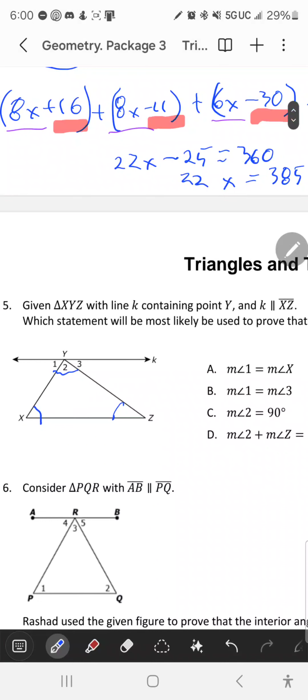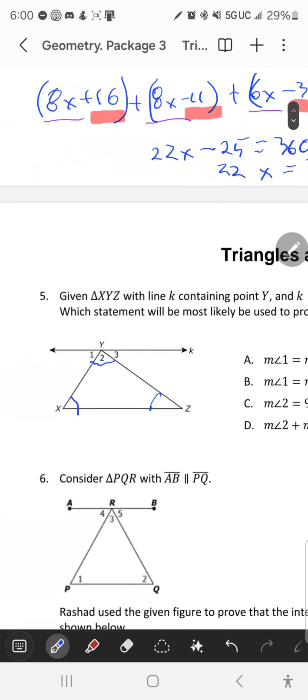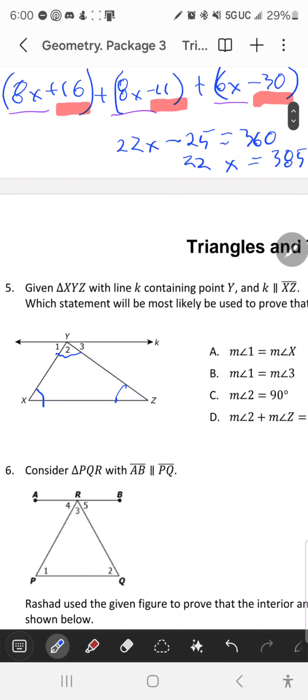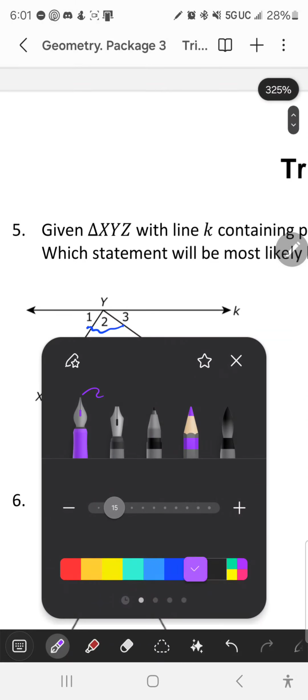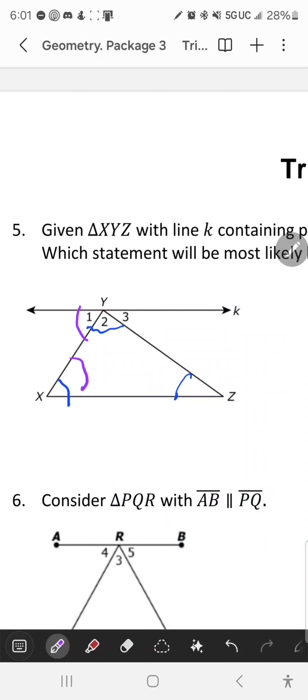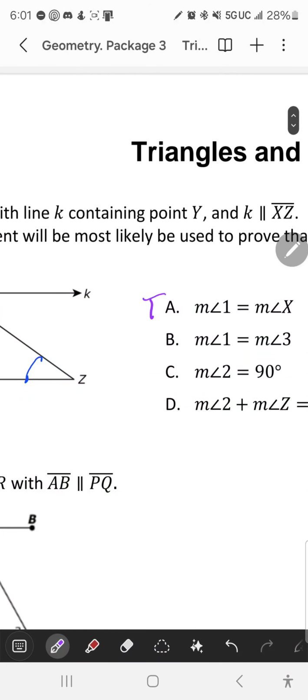Measure of angle 1 equal measure of angle x. Let's see. Let's first establish if it is true or not. I will say this angle to this angle, and you see they are parallel, and I see that the figure there is a Z. As I was explaining before, every time you see a Z, they are alternate angles, and alternate angles are equal. So yes, angle 1 is equal to x, so this is true.